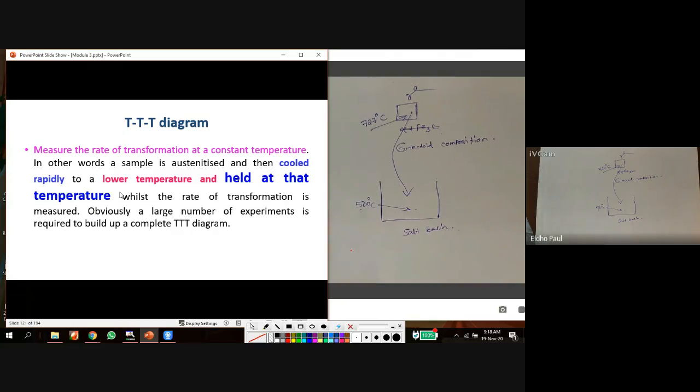Some of the gamma may change to another constituent. Then after 10 seconds, what happened to the gamma? Some percentage of gamma may change to another constituent. Okay, so with respect to time, what happened to the gamma? That is the rate of transformation measured. So that is the experiment conducted for drawing the TTT diagram. Any doubt?